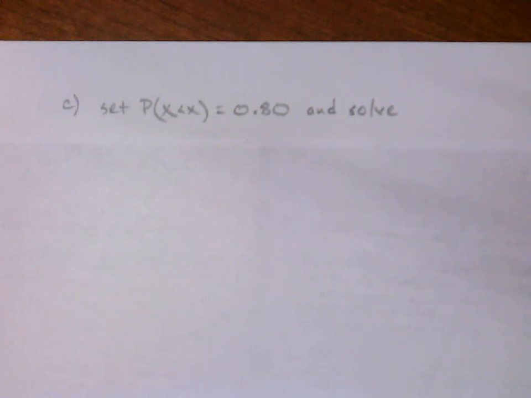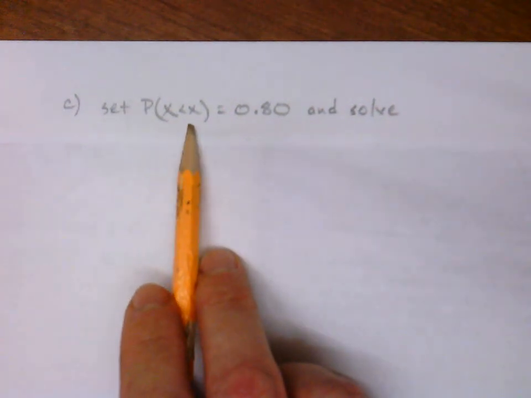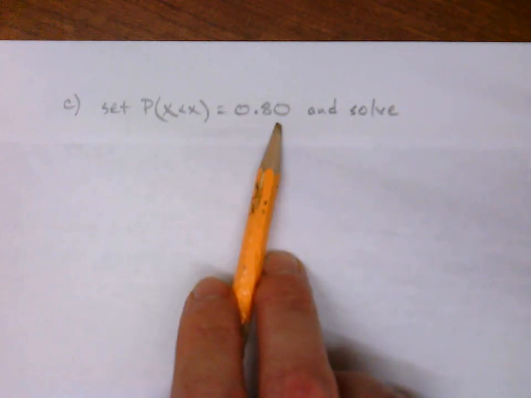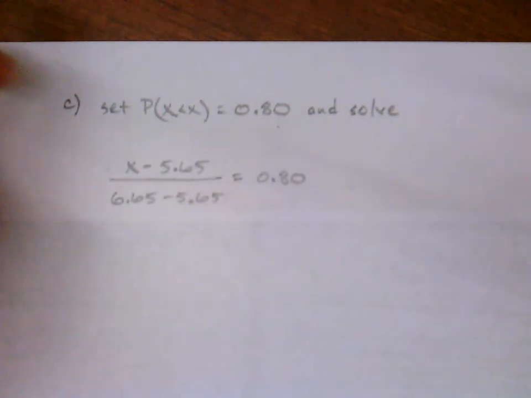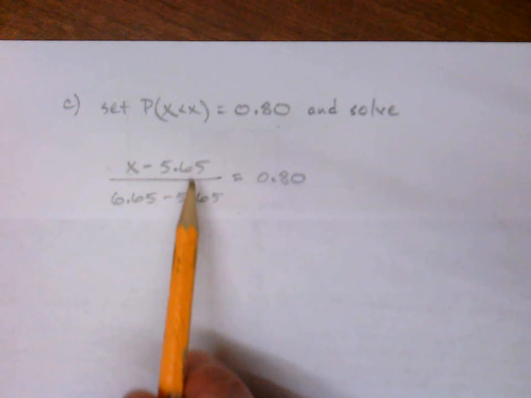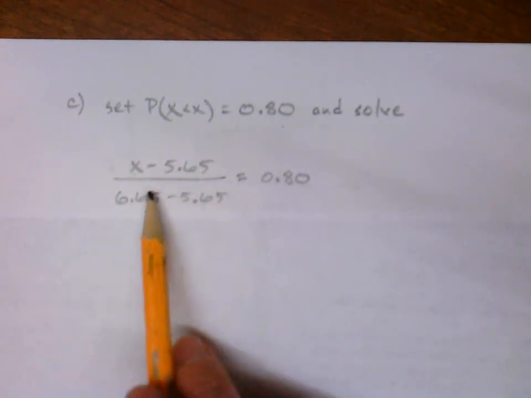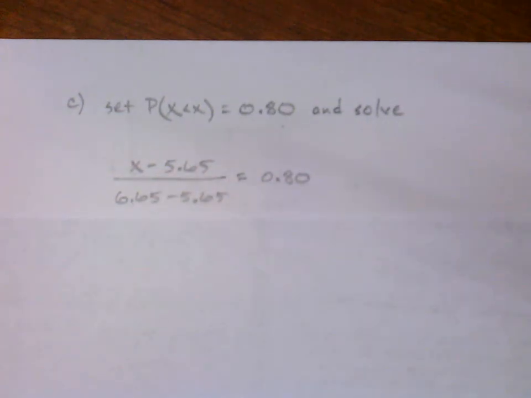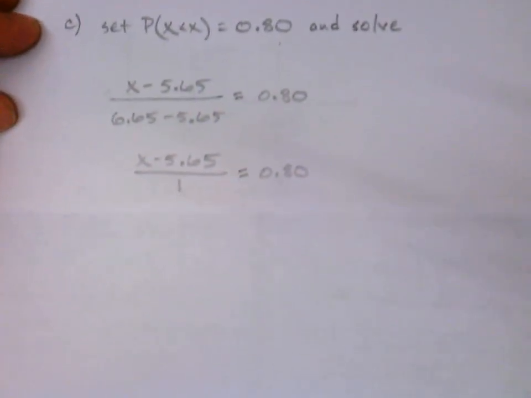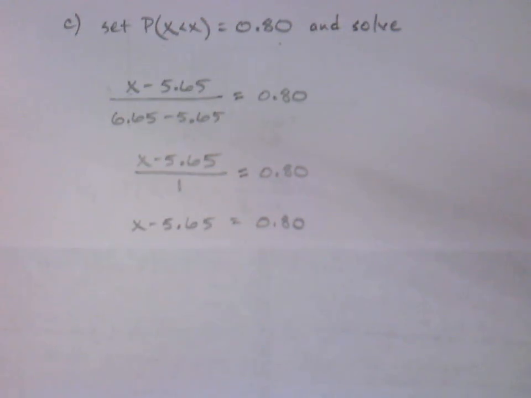Anyway, the mathematical procedure is this. We're going to take our probability formula, set it equal to 0.8, 80%, and solve it for x. We've got our a and our b all plugged in. What value of x would make this whole thing equal 0.8 probability? Again, in this case, our denominator is just 1, so it goes pretty smoothly. We're really just asking x minus 5.65 equals 0.8. If we add the 5.65, x equals 6.45 years old.